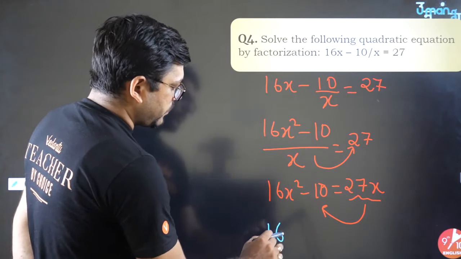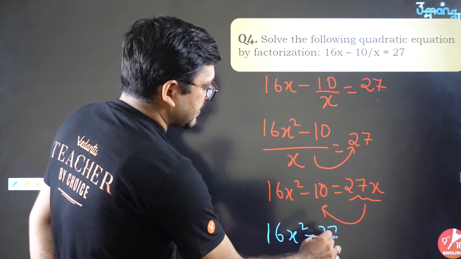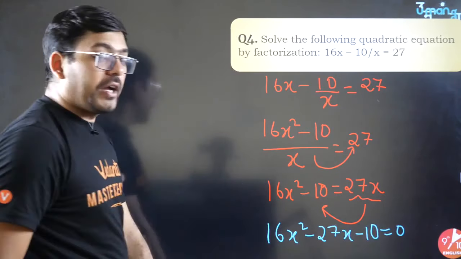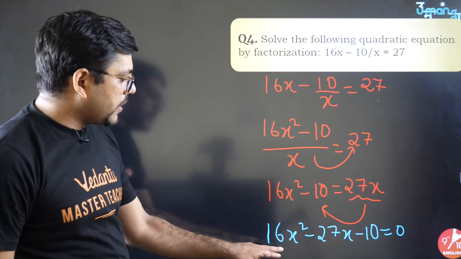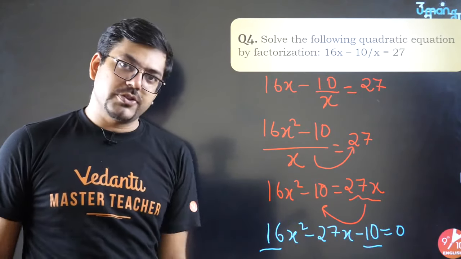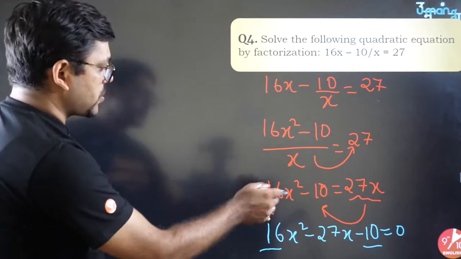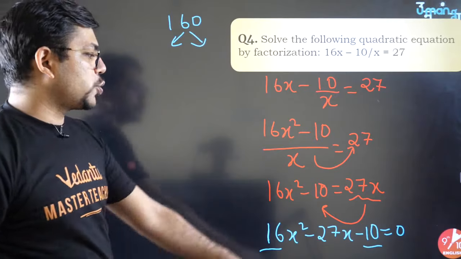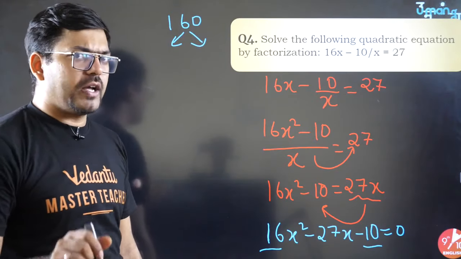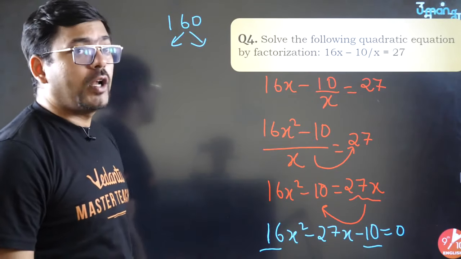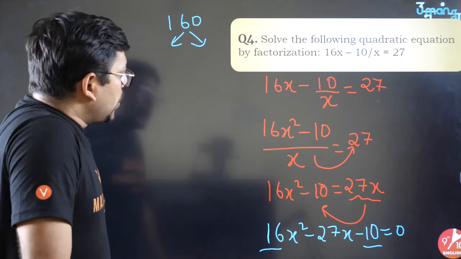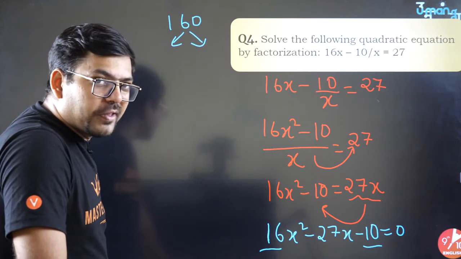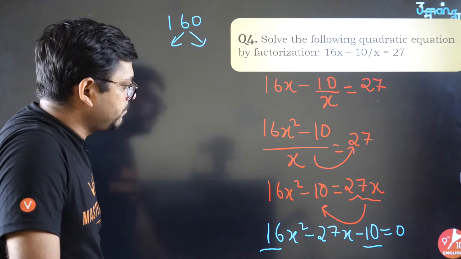16x square minus 27x minus 10 equals to 0. Fine. Again you have to do the same thing, multiplying the first and the last. So 16 into 10, you'll get 160. You have to break 160 into two parts such that you should get 27. So this time you'll have to apply some brain. Yeah, I will also have to. So if I have to apply a brain, what would I apply? Let me think over that.